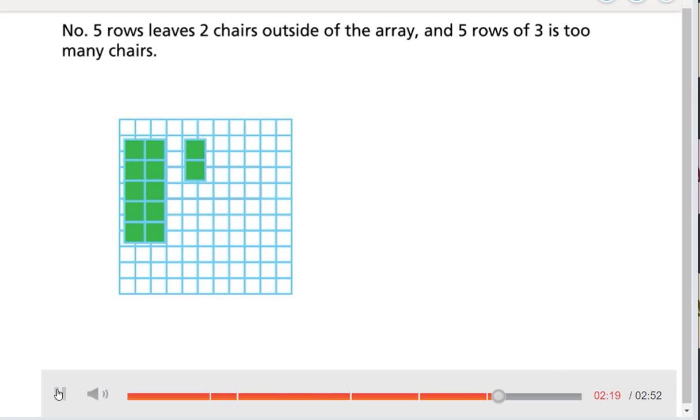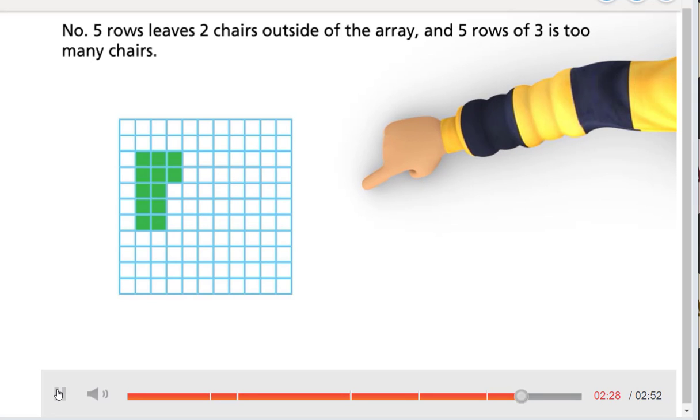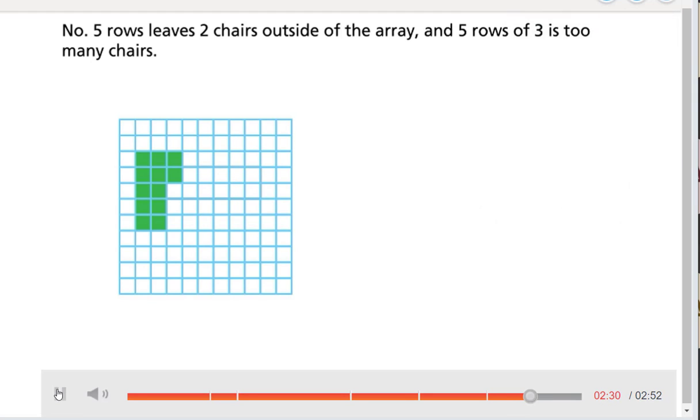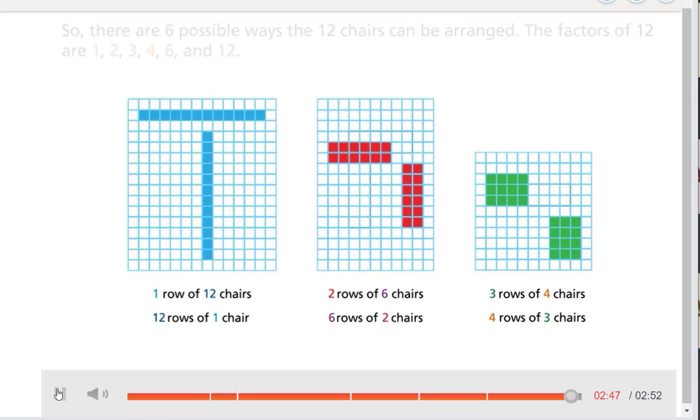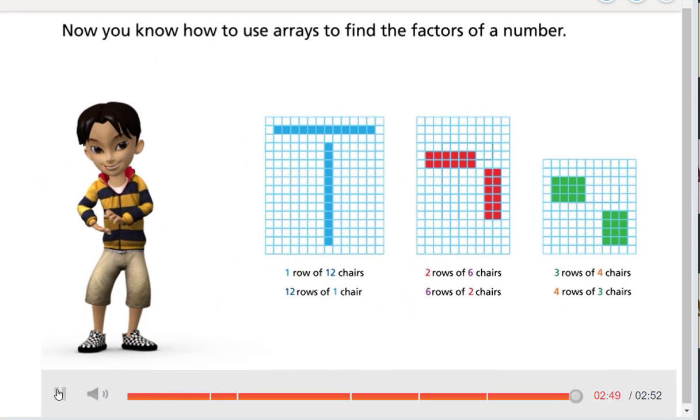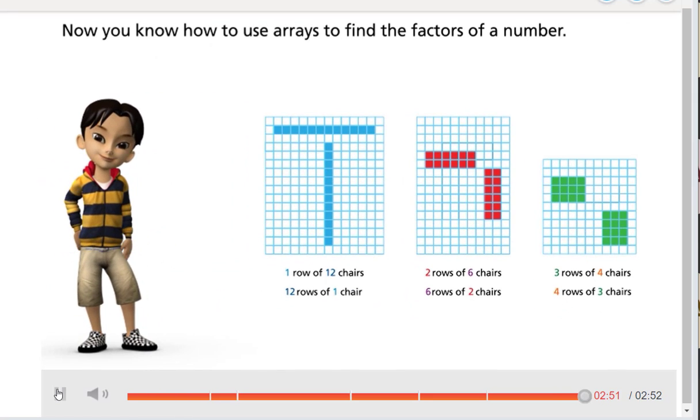5 rows leaves 2 chairs outside of the array, and 5 rows of 3 is too many chairs. So 5 is not a factor of 12. So there are 6 possible ways the 12 chairs can be arranged. The factors of 12 are 1, 2, 3, 4, 6, and 12. Now you know how to use arrays to find the factors of a number.